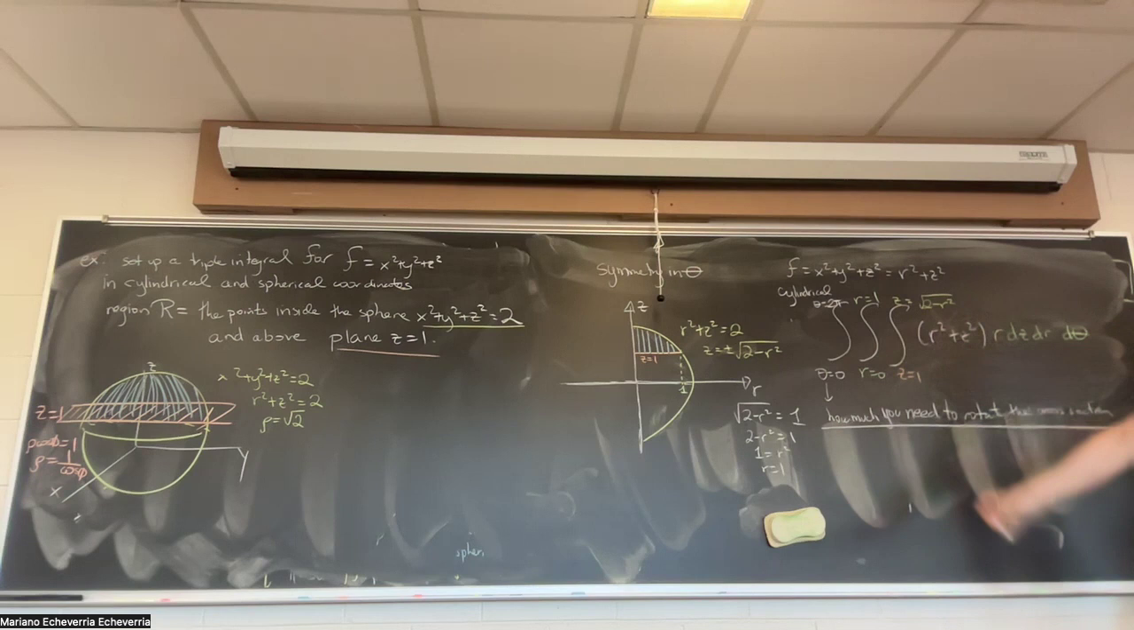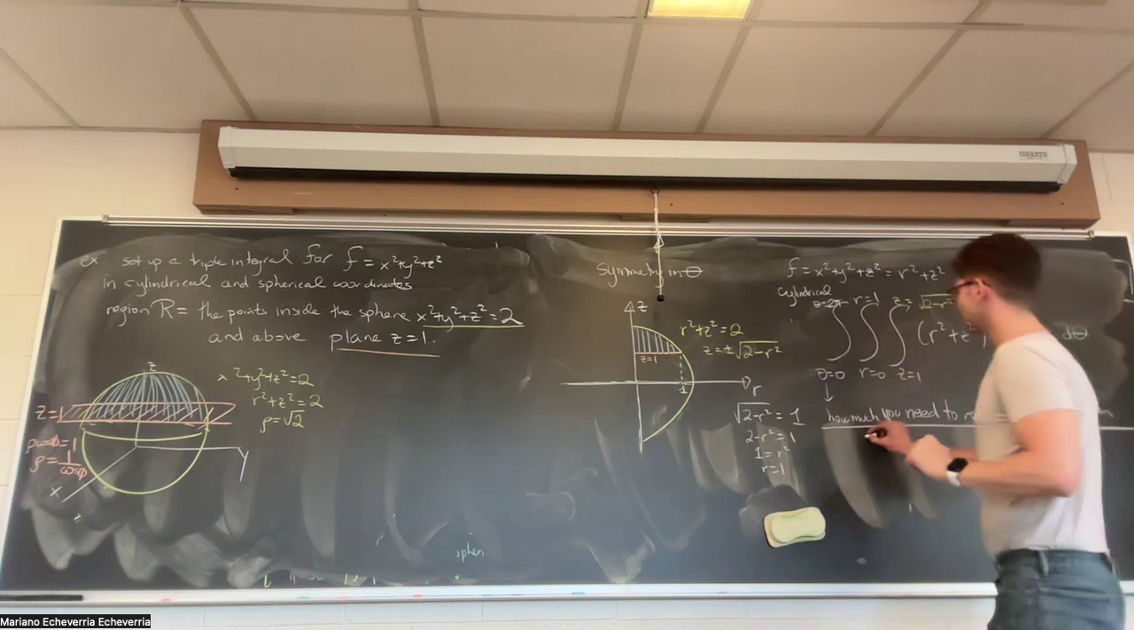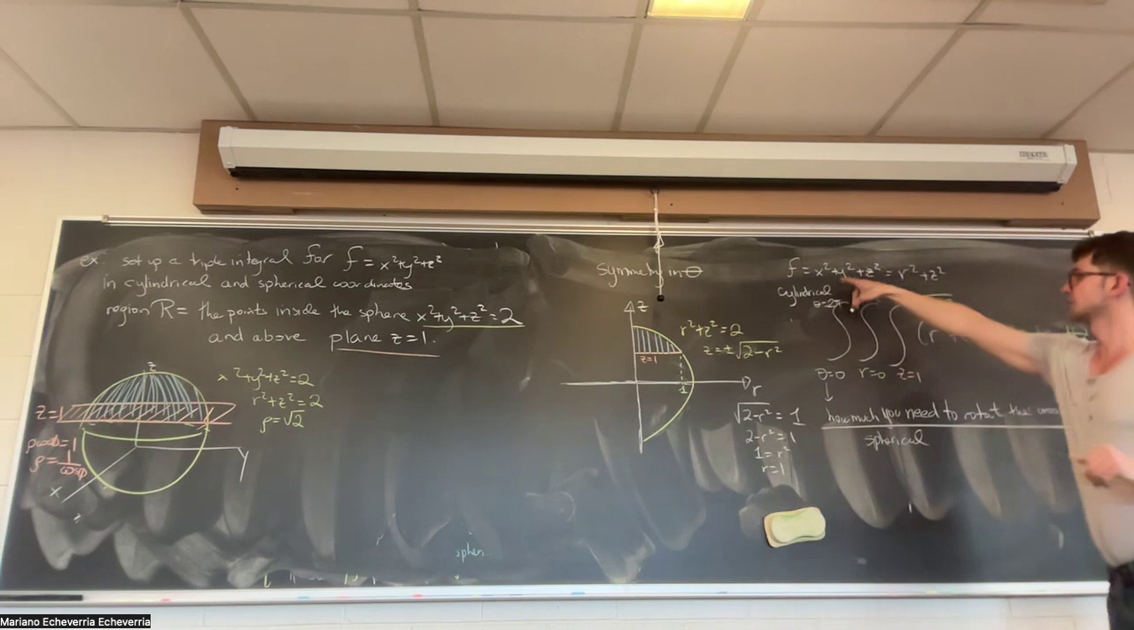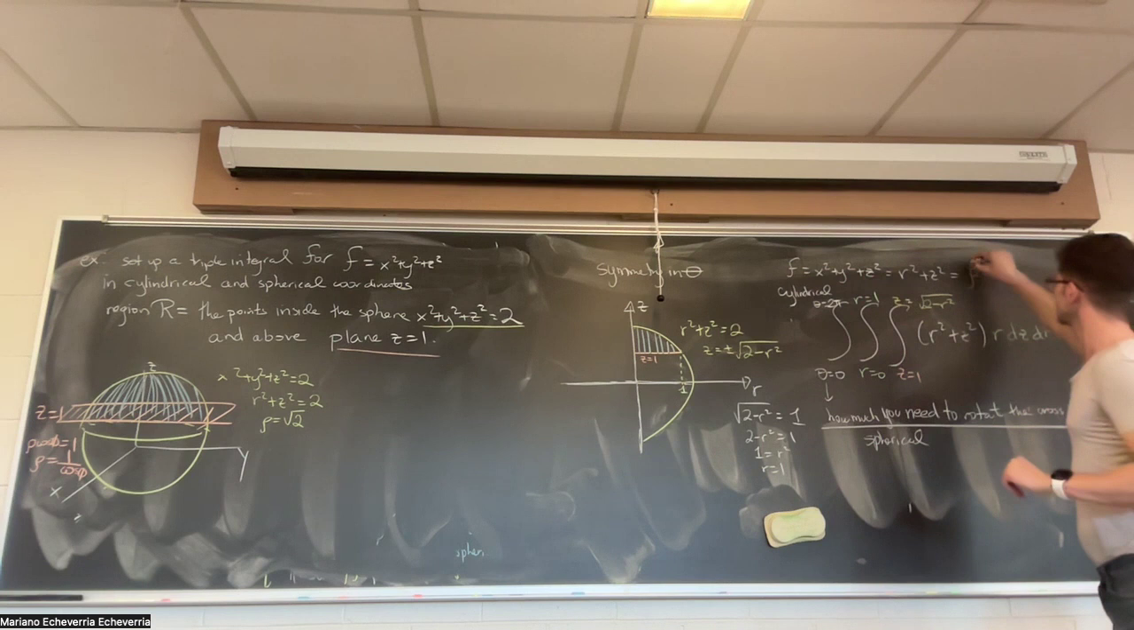Now I'm going to do it in spherical. Only 5 more minutes and then we're done. Are there any more questions before I proceed? So let's talk about this in spherical. In spherical, x squared plus y squared plus z squared becomes rho squared. So the function f is just rho squared.